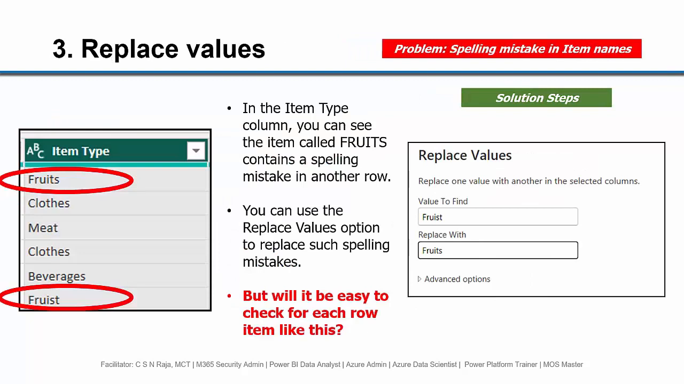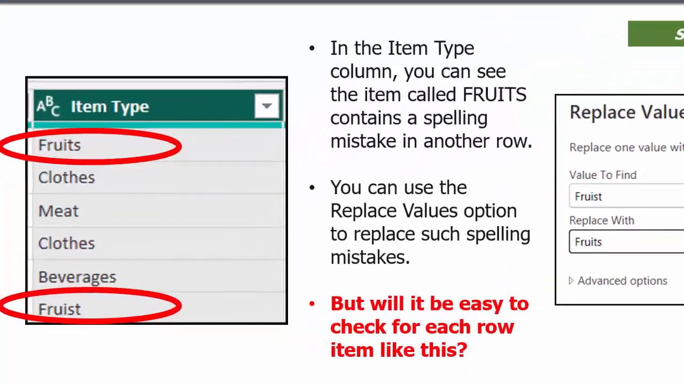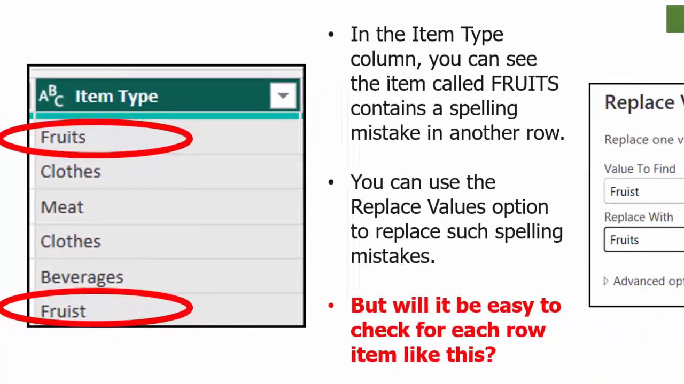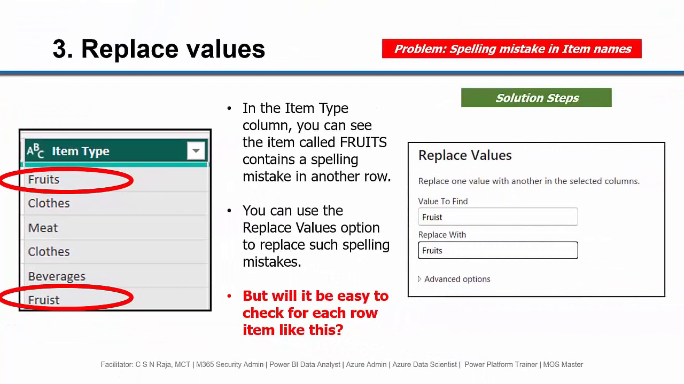The third issue we are going to discuss is about spelling mistakes in item names. In this example, it could happen in any column. In the image, you will be able to see the word fruits contains a spelling error in one of the bottom rows. The solution to get rid of this issue is to use an option called replace values. But Raja, wait, will it be easy to check for each row item like this? If that is your question, you will get your answers before the end of this video.